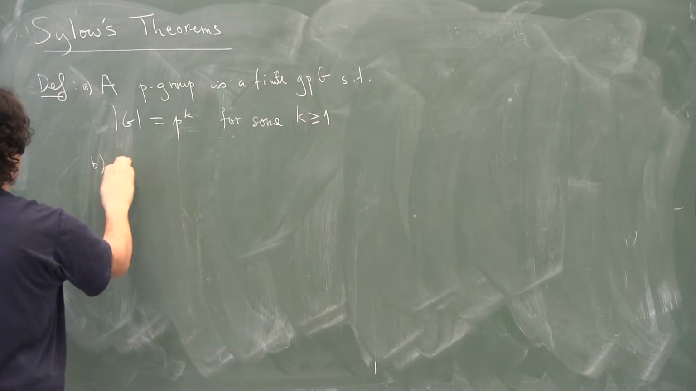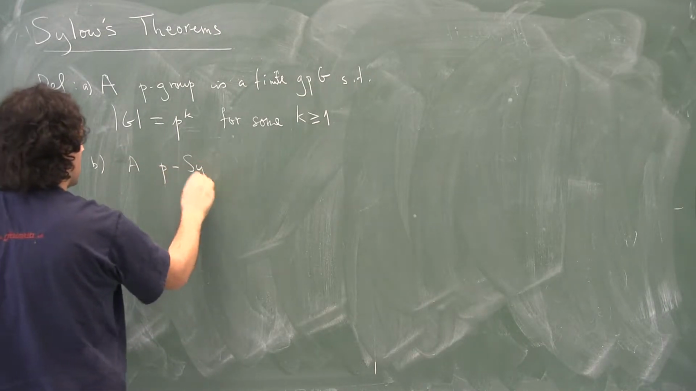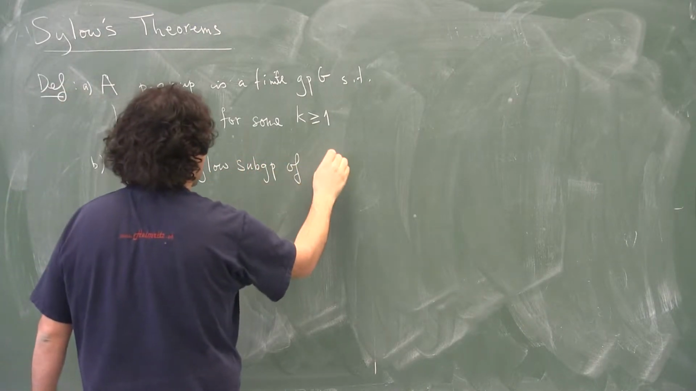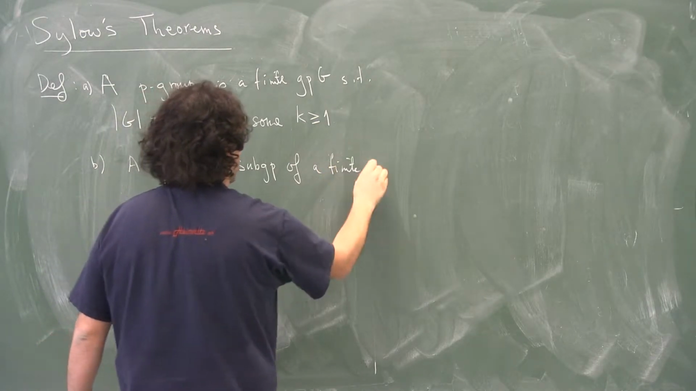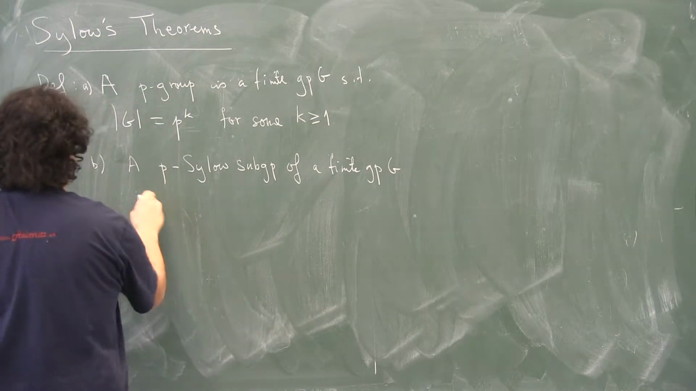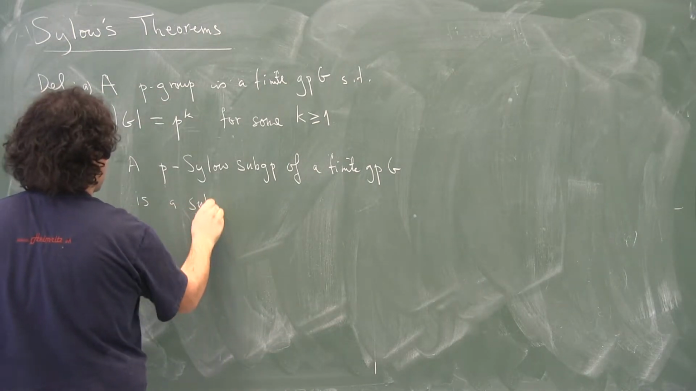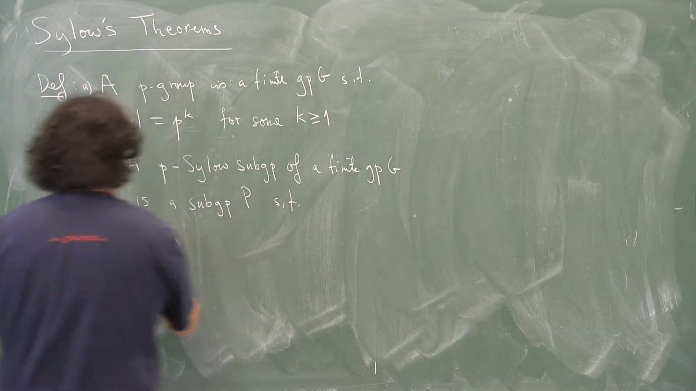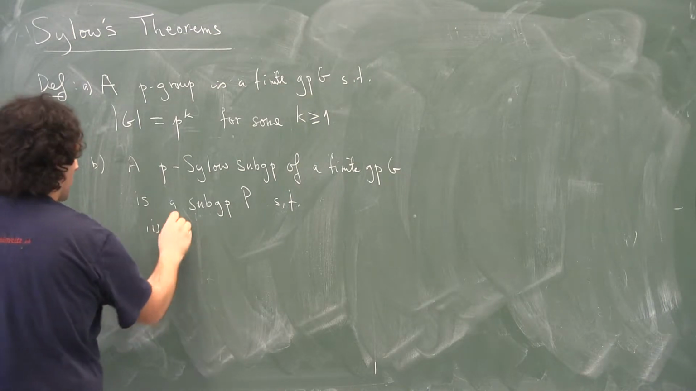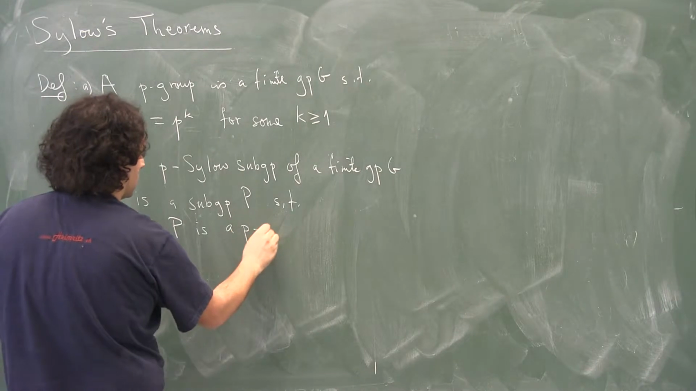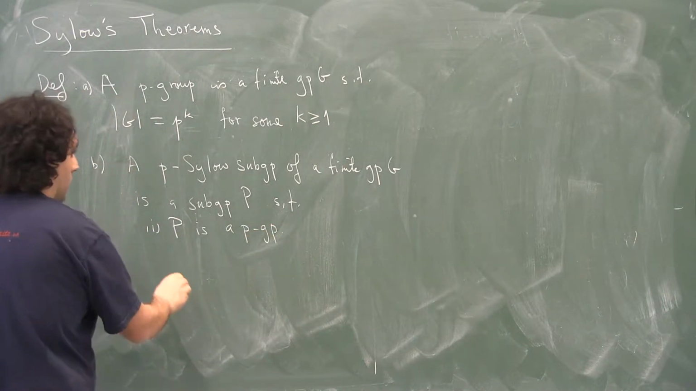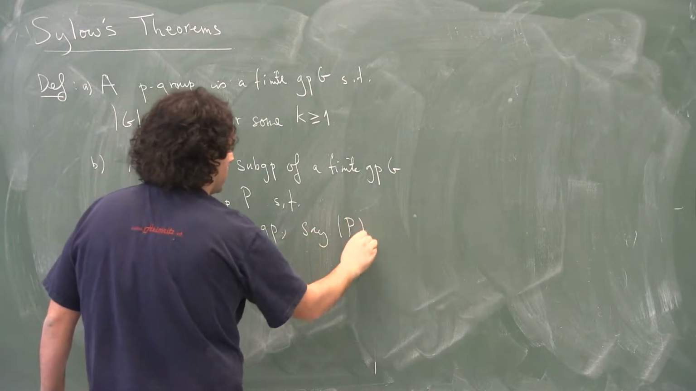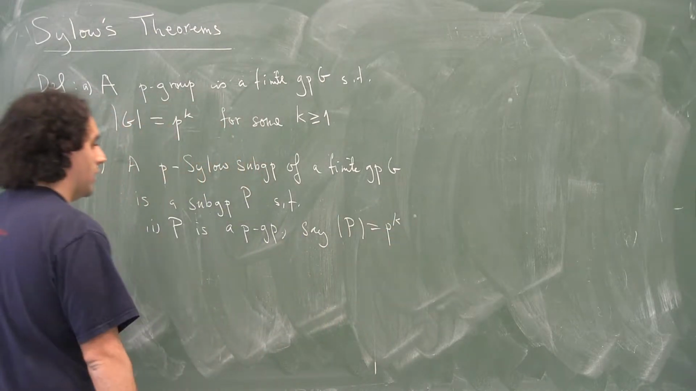B, a P Sylow subgroup of a finite group G is a subgroup P such that, first, P is a P group. So say the order of P is P to the K.